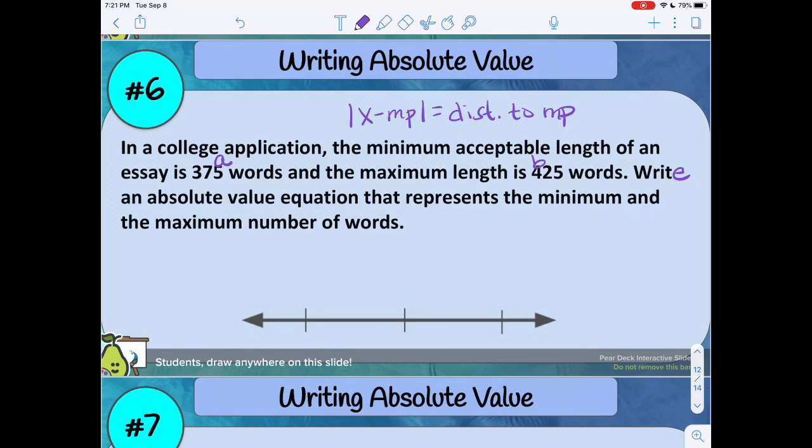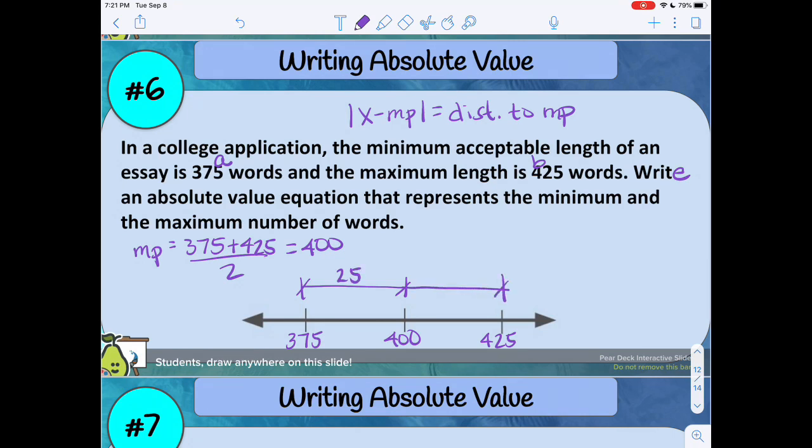All right, so our smallest number is 375. Our biggest number is 425. So our midpoint is the average of those two numbers, 375 plus 425 over 2, and that's equal to exactly 400. So there is our midpoint at 400. For the distance to the midpoint, if you take 400 and subtract 375, I get a distance of 25, and 425 minus 400 is also 25. Remember, if your deviations are not exactly the same, go back and check your work. You've made a math error somewhere.